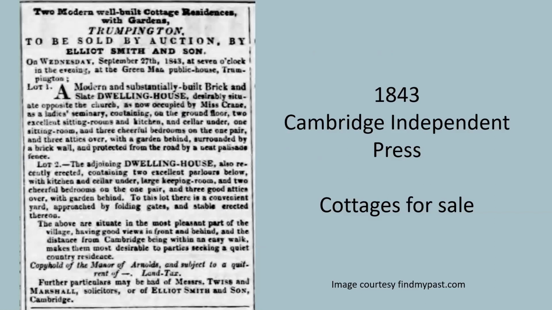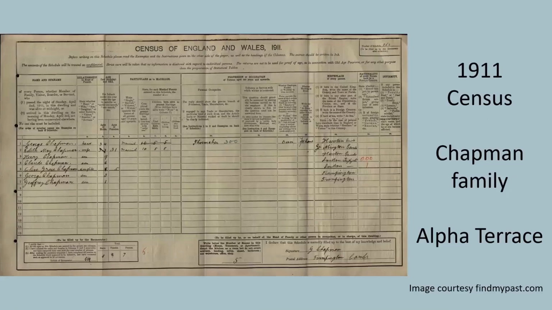Here's an example of a newspaper advertisement telling us where 2 cottages were when they were sold in 1843 and the names of the people who lived there. And a census record from 1911 for a family by the name of Chapman who lived in a street in Trumpington called Alva Terrace.